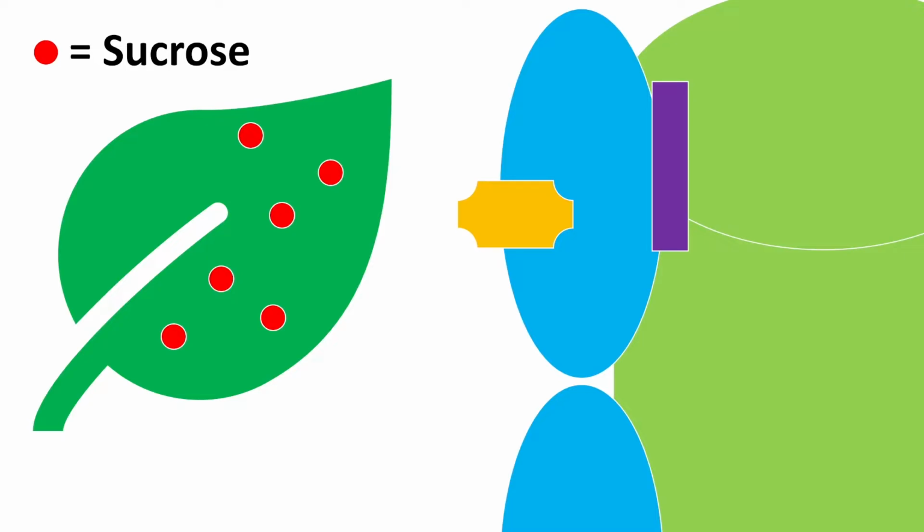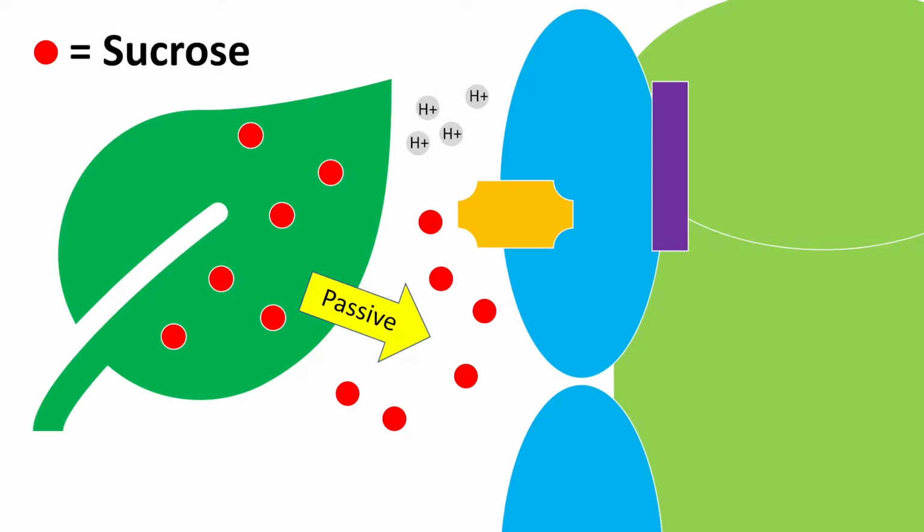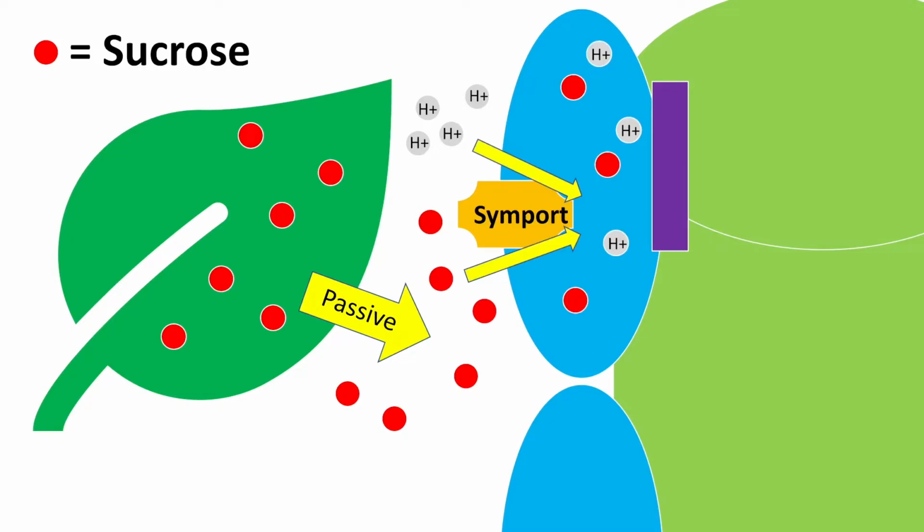Sucrose leaves the source cell from which it was created via passive transport, and then proceeds to enter the companion cells via a symport of protons and sucrose. The sucrose is then diffused into the sieve tube through plasmodesmata. This is how sucrose moves through a plant, but how does water do the same thing?